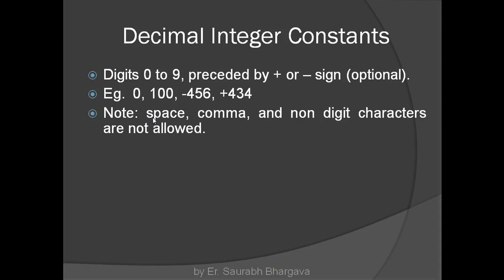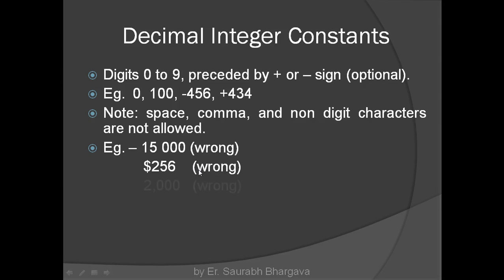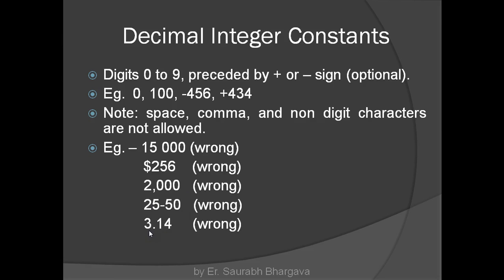Note: space, comma and non-digit characters are not allowed. For example, in this example, space is not allowed, so this is a wrong example. Non-digit character dollar is not allowed, so it is also wrong. Comma is not allowed. Hyphen is not allowed, and floating point constant is also not allowed. So these are some examples of decimal integer constant.